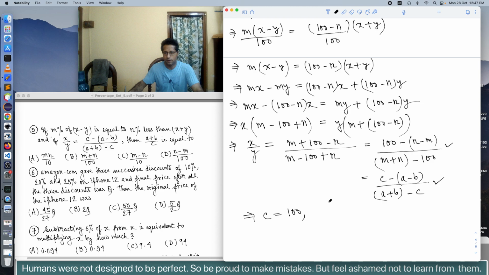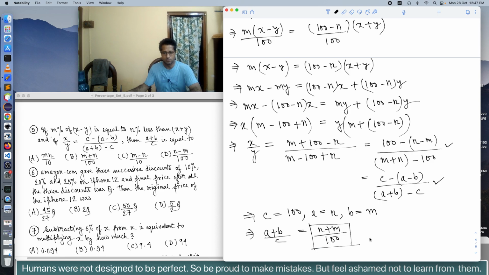c is equal to 100, a is equal to n, and b is equal to m. So this implies that a plus b divided by c will be equal to n plus m divided by 100. This must be the value of a plus b divided by c, and hence the correct choice is B. B is the correct choice.